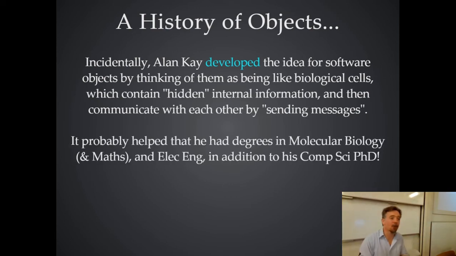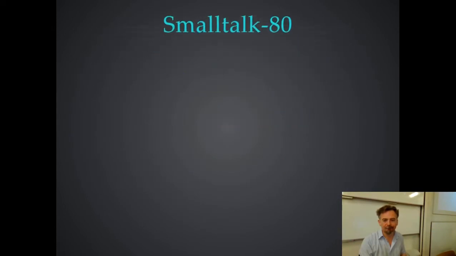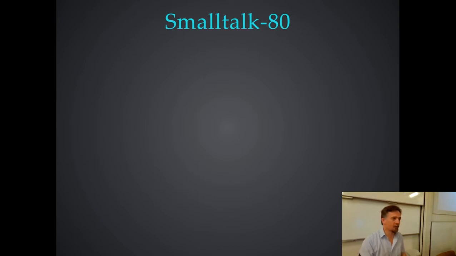Part of the reason that Kay could do this is probably that he did have a degree in molecular biology, so he knew about biology. He also has a degree in pure maths and electrical engineering and computer science. He's just one of these really clever people who just knows everything. And I think that can be useful. He had a lot of cross-domain expertise, which was good for generating new ideas. And one of those ideas, I mentioned it in a previous lecture, was the Smalltalk 80 programming language, which is the first or second object-oriented language, depending on how you think about it.